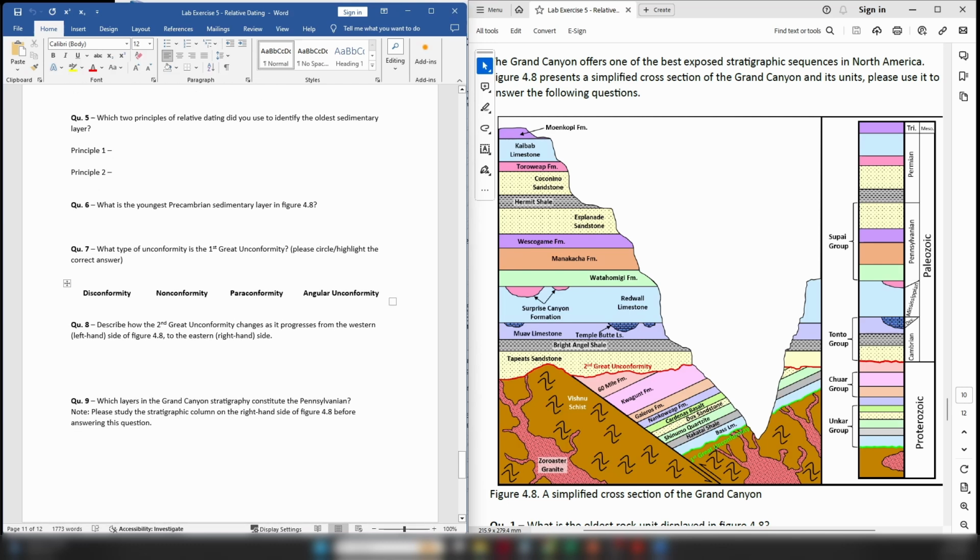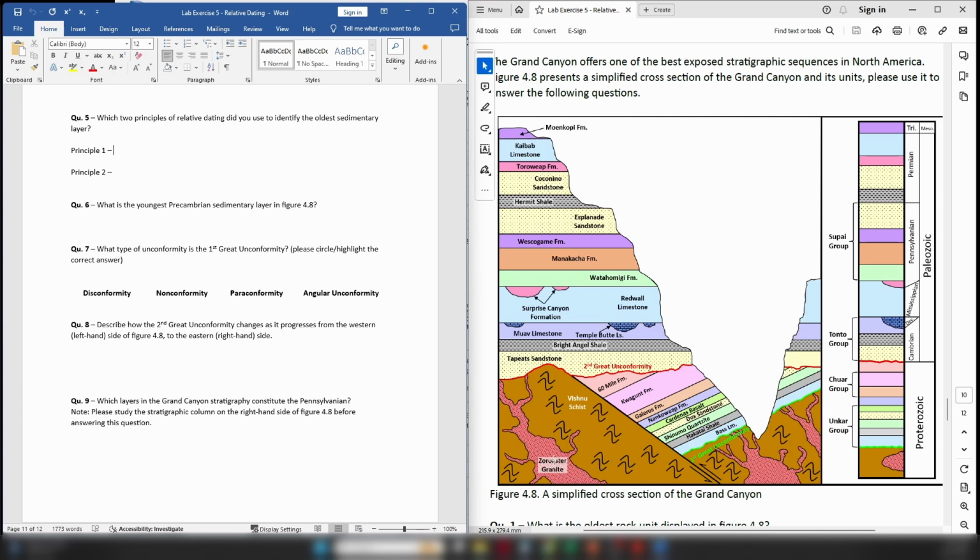Okay, on to question 7. So what type of unconformity is the first great unconformity? So the first great unconformity is running along here and it's marked out by this neon green line. So you'll notice the first great unconformity obviously moves along the base of the Bass limestone, which is a sedimentary rock, and it marks the point where the Bass limestone is in contact with the basement rocks, which, as we've previously mentioned, consists of both the Vishnu schist, which is metamorphic, and Zoroaster granite, which is igneous.